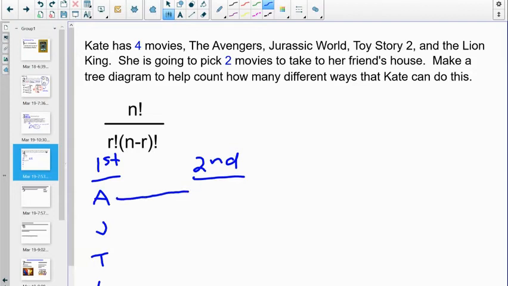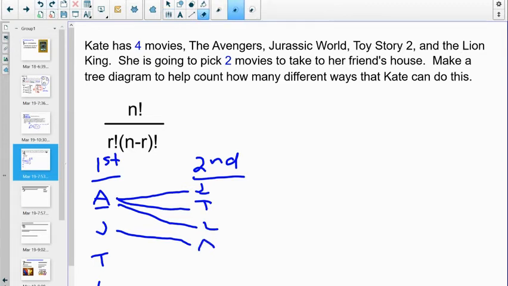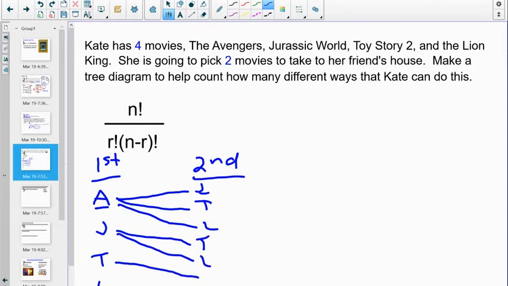It's going to be very similar to that pizza tree we just drew. So you either pick Jurassic World, Toy Story, Lion King. And then as we go down, we're going to avoid writing the doubles. So because we already have Avengers and Jurassic World here, I'm not going to write down Avengers here again. I don't want to do that. Instead, I'm going to write our next option, which would be Avengers or Jurassic World, Toy Story, and then Lion King. And I'm going to keep doing that all the way down to avoid our duplicates.